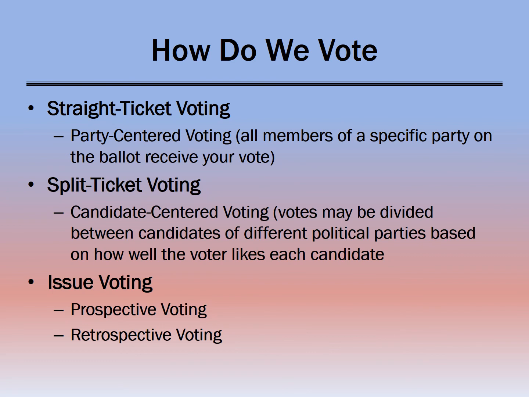Retrospective voting is where, because of how things turned out in the previous election with initiatives or candidates, we vote that way. Maybe we're happy with how things have been going, so we continue to vote for that candidate or that party. Or maybe we're upset about how things were going, and so we vote the other way. So these are all reasons people vote and ways people vote.